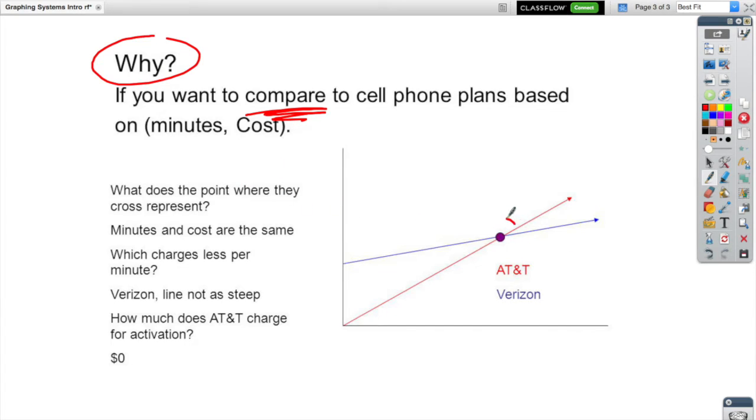For example, this point, it represents something. So what information in the real world does this point help us with? Figuring out minutes and cost. What does it mean when the Verizon line is not as steep as the AT&T line? But what does it mean that the Verizon line is above the AT&T line here, but it switches over here? And so that's the idea of systems.